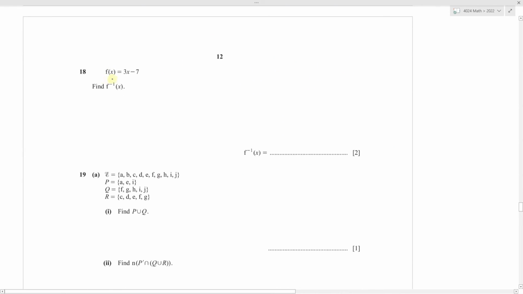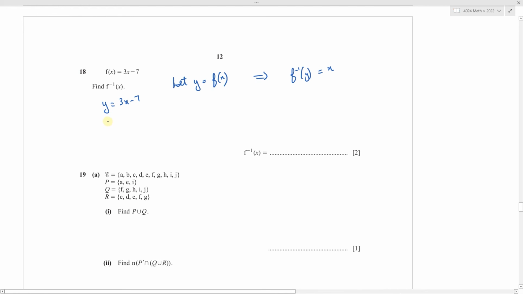Question number 18, you're given f of x, find f inverse of x. So you let y equal f of x, and this gives you, if you take f to the other side, f inverse of y equals x. So you'll make x the subject, so substitute f of x equals y equals 3x minus 7.